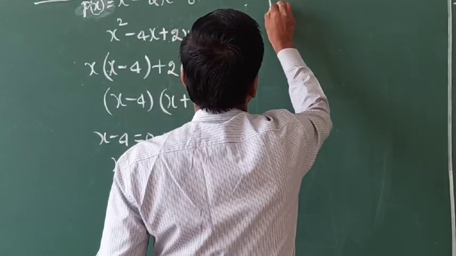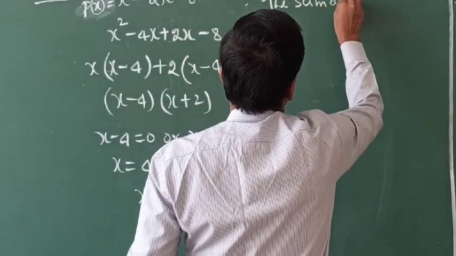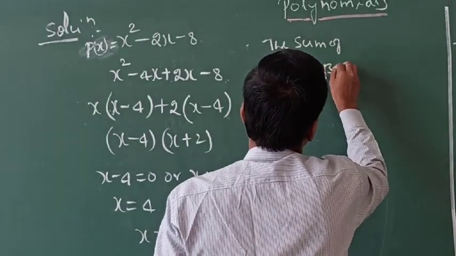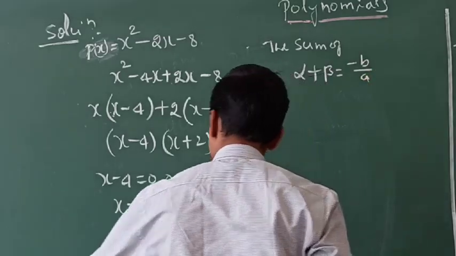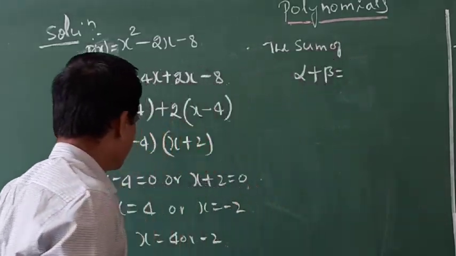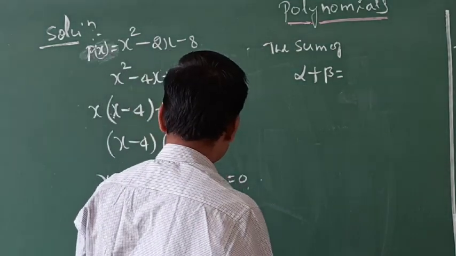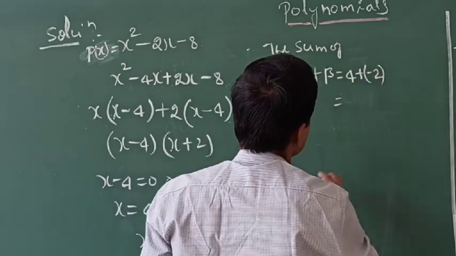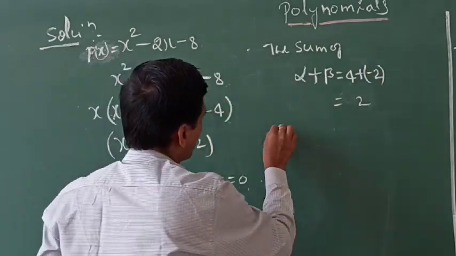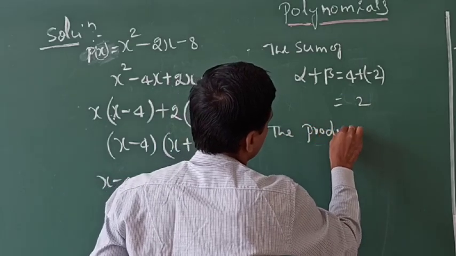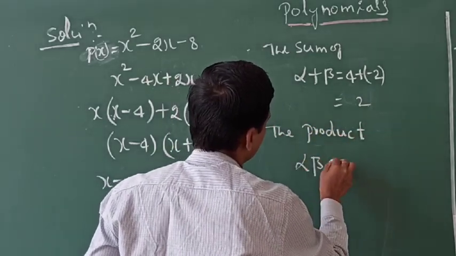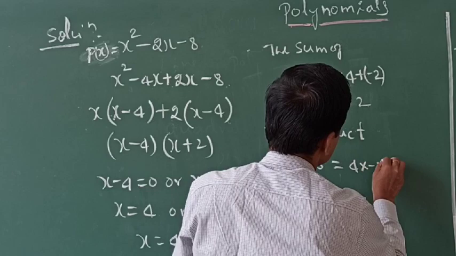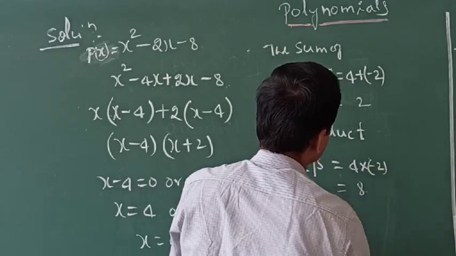Now I will take their sum. The sum of the zeros, that is alpha plus beta, is equal to minus b by a. Otherwise we can substitute these values. Alpha plus beta means 4 plus minus 2, so it is 2 only. Consider their product, alpha into beta for a quadratic polynomial. That is 4 into minus 2, which is equal to minus 8.